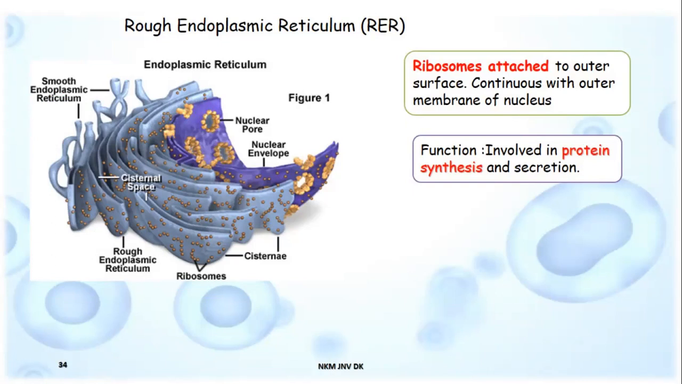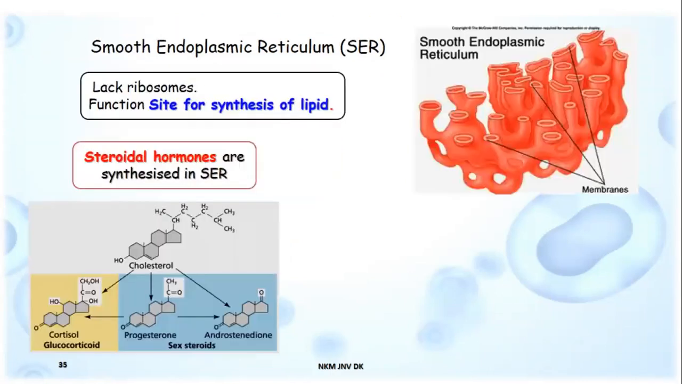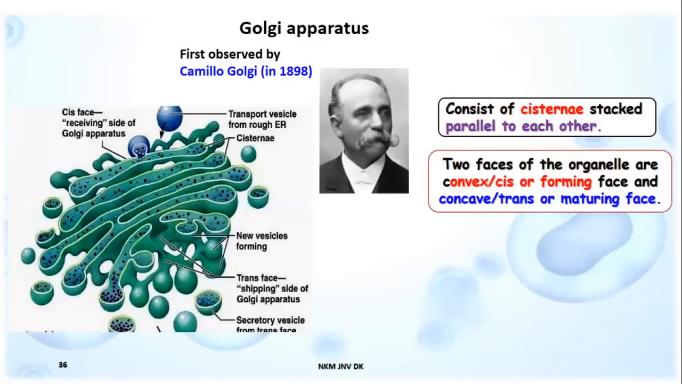Its function is involved in protein synthesis. Smooth endoplasmic reticulum lacks ribosomes and is the functional site for synthesis of lipids. Steroidal hormones are synthesized in the SER. The Golgi apparatus was first observed by Camillo Golgi in 1898, and transport occurs here.